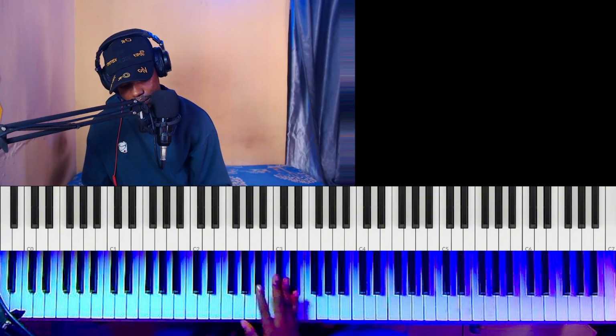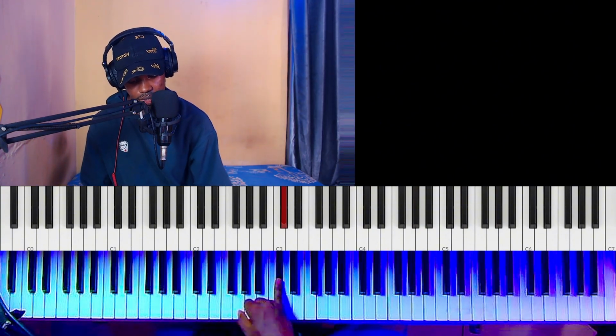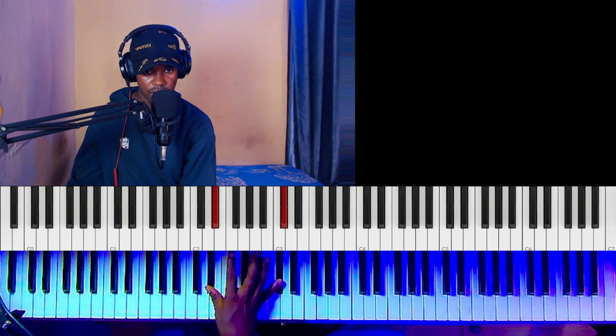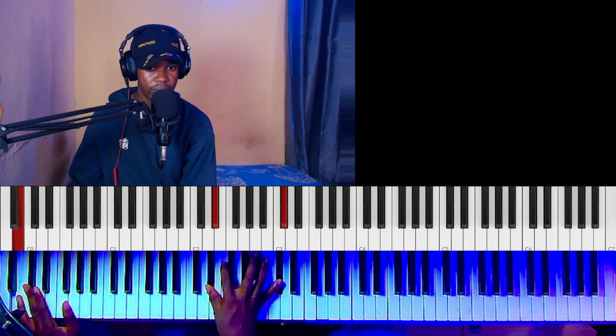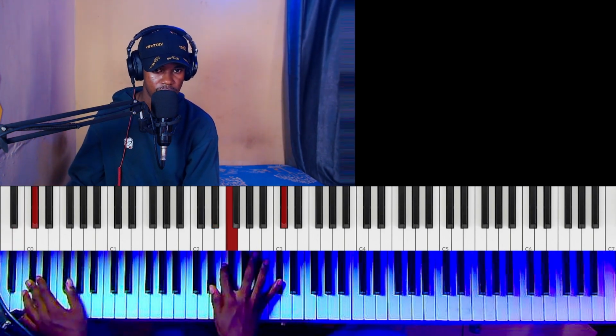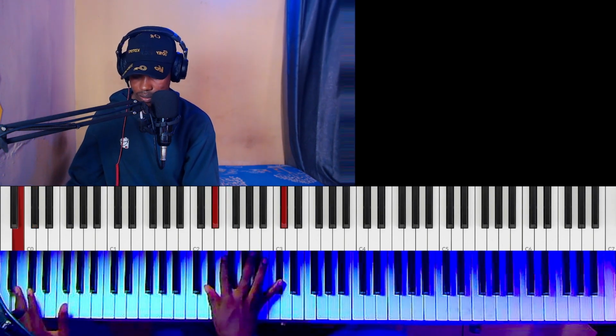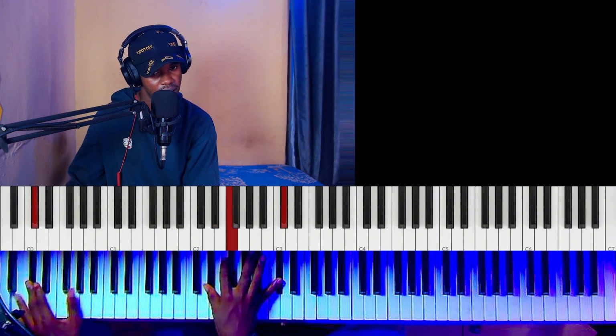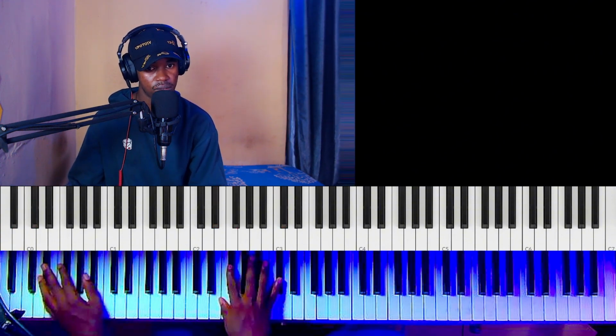So here's what I'm doing. I'm going to suspend this D flat note here with my pinky, my right hand. And then I'm going to play B and E flat. And I'll just work that up, following the scale. So B, E flat, and D flat, F.